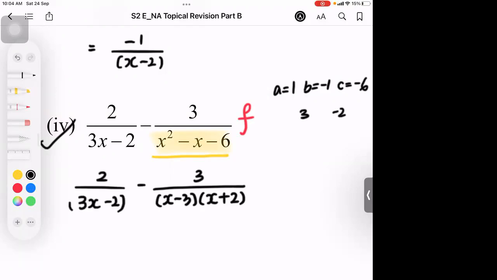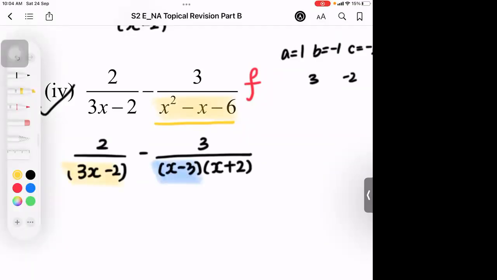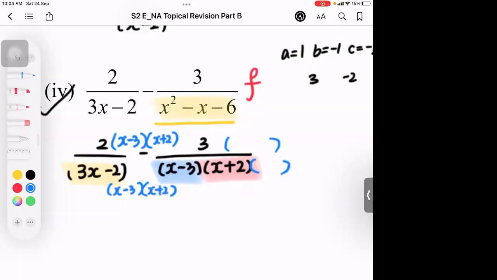Then we check. Are there any common denominators? No common denominator. Wow, all 3 are different. I got 1, 2, 3. All 3 are different. That means over at this side, I need to multiply 2 brackets. Here I need to multiply 1 bracket. So my denominator must have 3 brackets. So here I multiply by x minus 3 and x plus 2. Here I multiply by 3x minus 2.